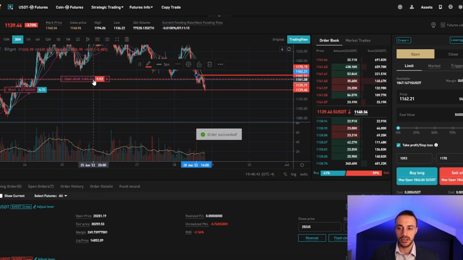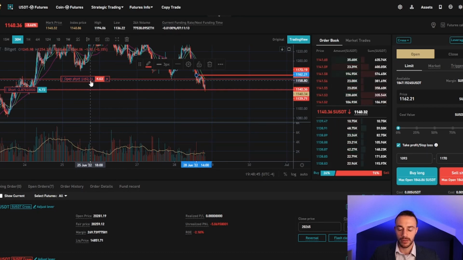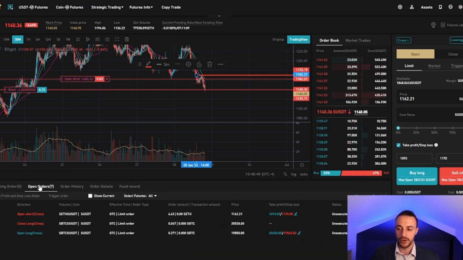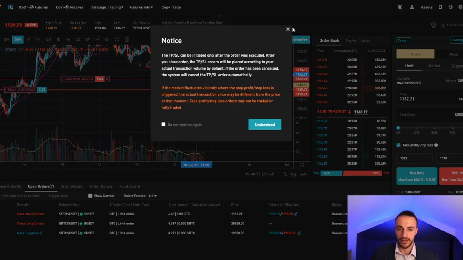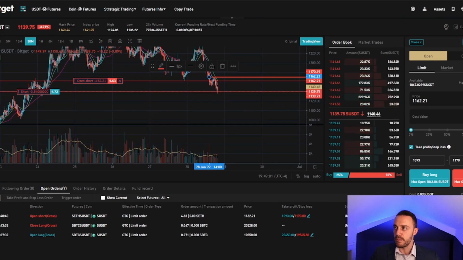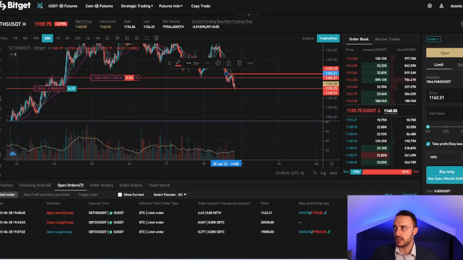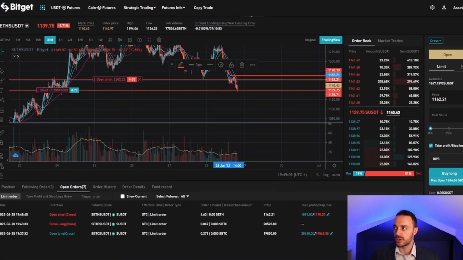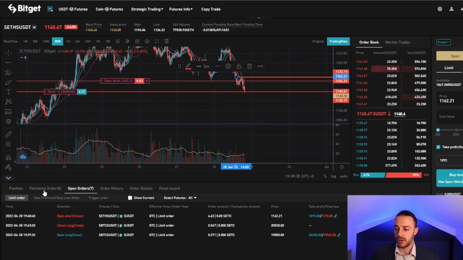Now, as you can see, it does show up the open short on the chart, right? You can cancel it from here. You can adjust it down here. If you go to open orders, you'll see the open short down here. And this is the trade we just placed. You can change the take profit levels, right? You can do all that. So that's how you actually manage the trade once it's filled, down here where it says your open orders and your position on the bottom of the screen.